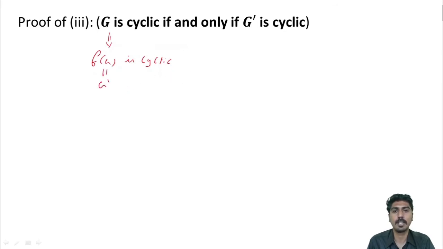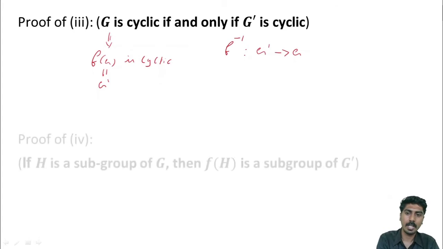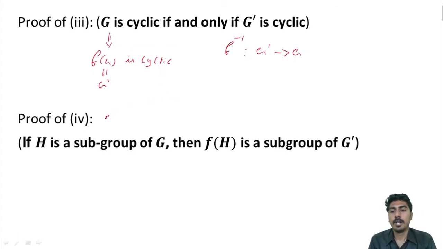But since f is an onto function, f(G) is nothing but G'. So G' is cyclic. And conversely, since f inverse is an isomorphism from G' onto G, the same argument in terms of f inverse proves that if G' is cyclic, G is also cyclic. And finally, we shall show that if H is a subgroup of G, then f(H) is a subgroup of G'. This follows from the fact that f is a homomorphism.